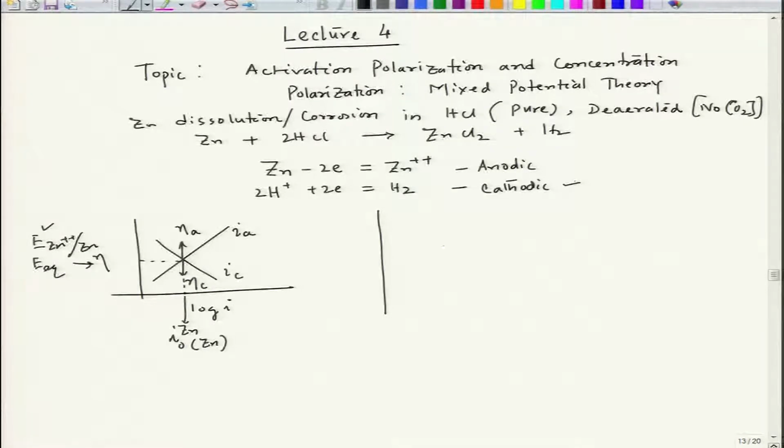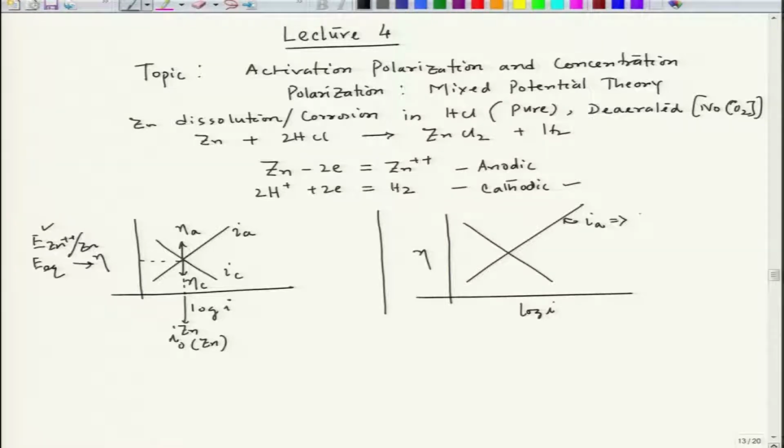Similarly, for the hydrogen reaction we can have a similar type of polarization, where this is log I. If I see the 2 segments, this segment corresponds to I_A, which corresponds to H2 going to 2H plus plus 2e minus, and this part is the reverse, H plus going to H2. So, this is the anodic process, this is the cathodic process, because for both these processes I can have anodic as well as cathodic.